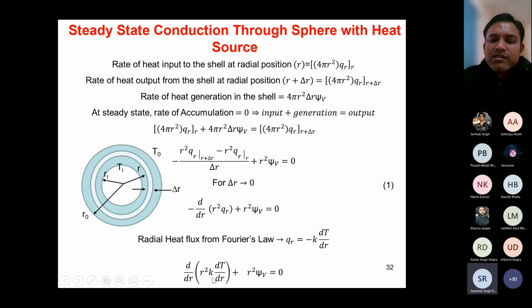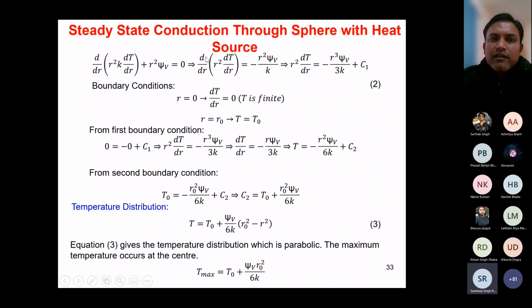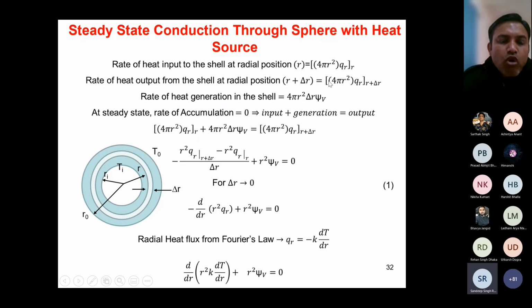So we can take this K out of the equation, and after rearranging, what we get is d by dr of R square dT by dr equals minus R square psi V by K, isn't it? And we can integrate this equation with respect to R. After integrating, we get R square dT by dr equals minus R cube psi V by 3K plus C1.